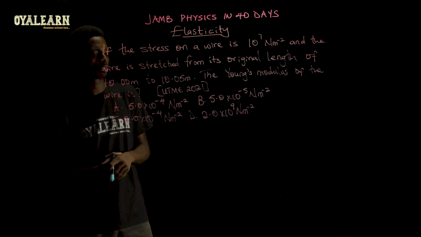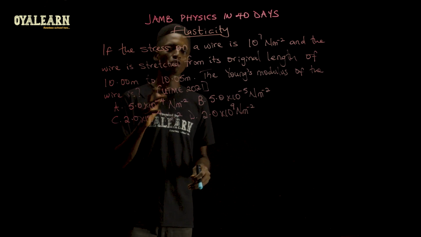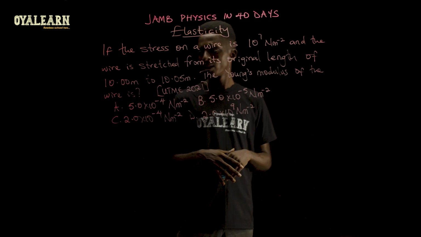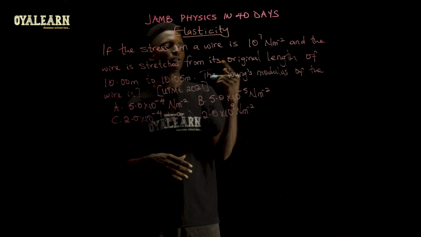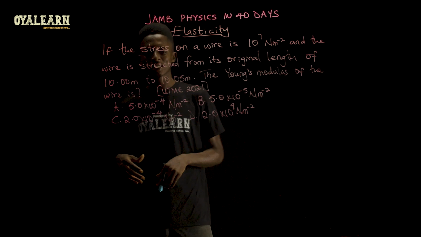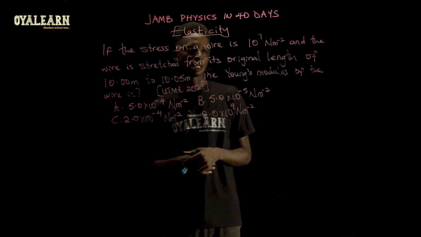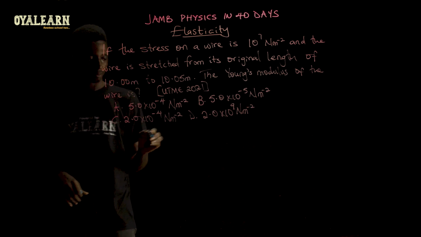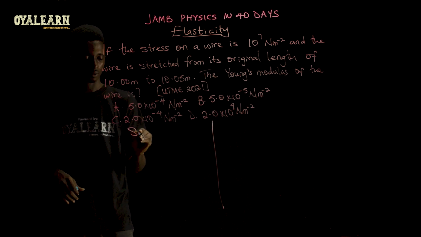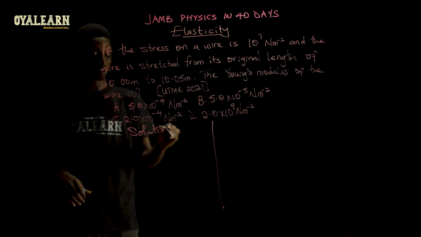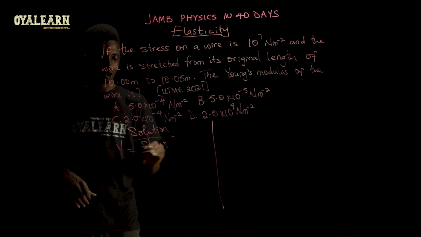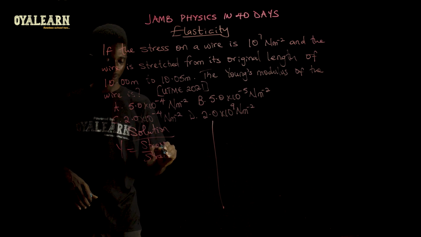This 2021 UTME question says, if the stress on a wire is 10 to the power of 7 Newton per meter square, and the wire is stretched from its original length of 10 meters to 10.05 meters, the Young modulus of the wire is then, so to solve this, we're going to apply that Young's modulus equals stress over strain.